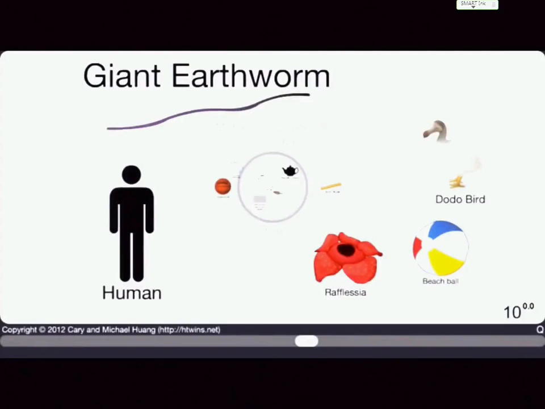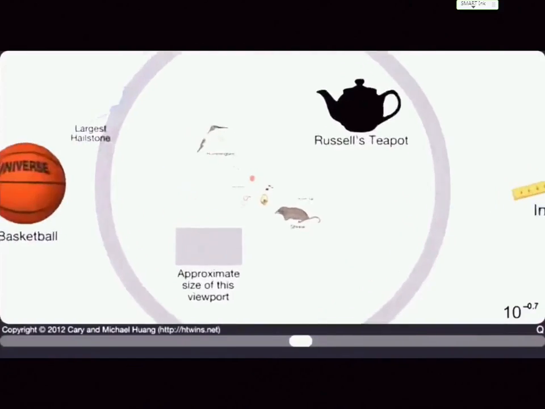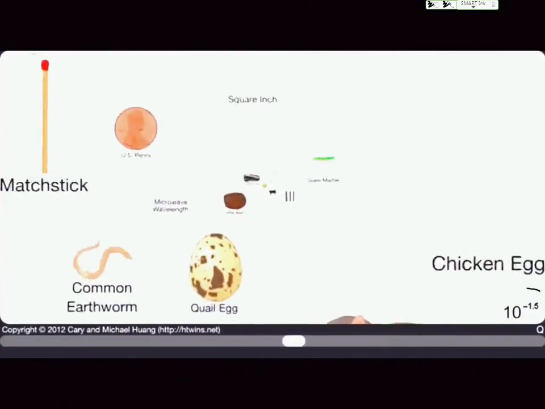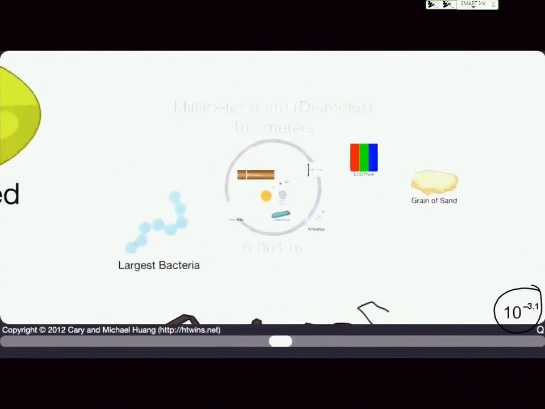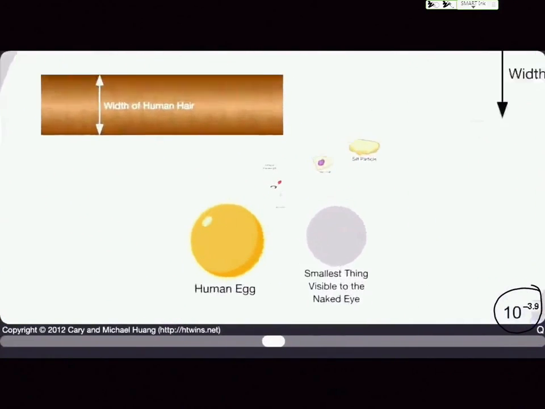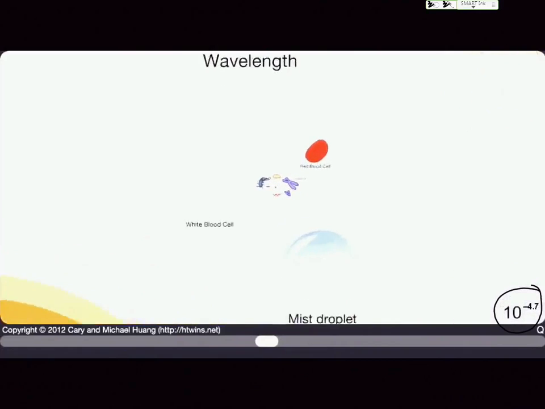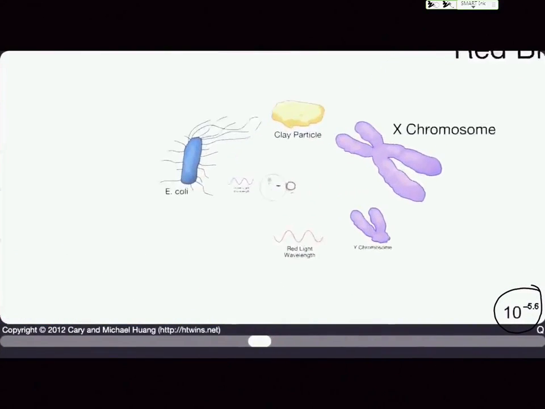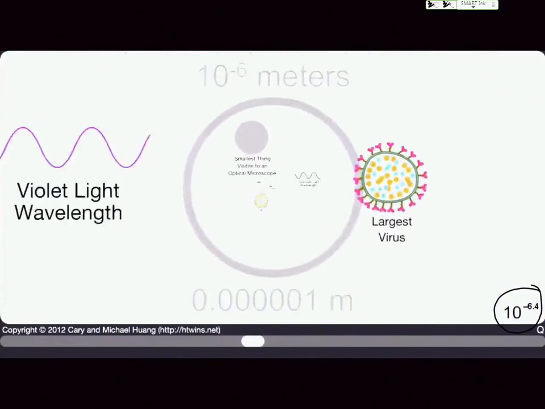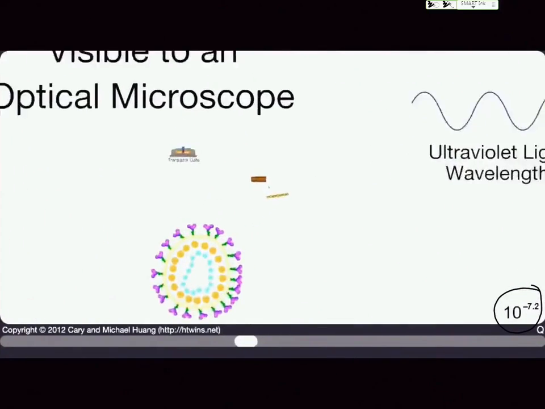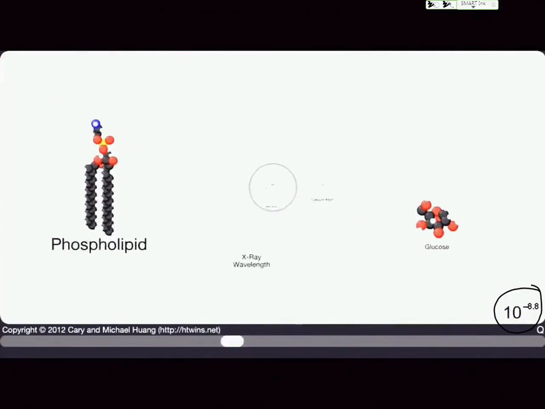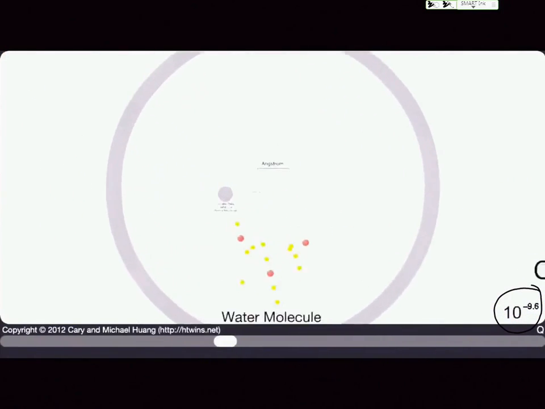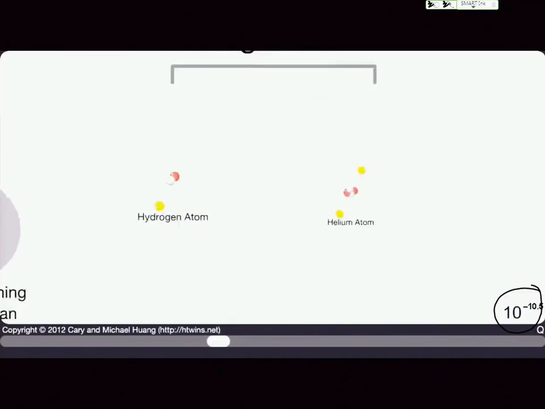What this video does is it takes us through scale, dimensions. If we notice down here in the bottom right-hand corner, we have scale. What that's showing you is exponential powers. Notice right now that it's a negative exponent. So that negative exponent means that our size is getting smaller and smaller, right? A little bit ago, just a couple seconds ago, we were able to see the human. And now everything's getting smaller. We can see DNA, phospholipids, an atom, water molecules. Everything's getting smaller and smaller.